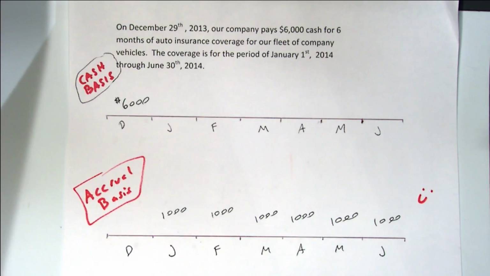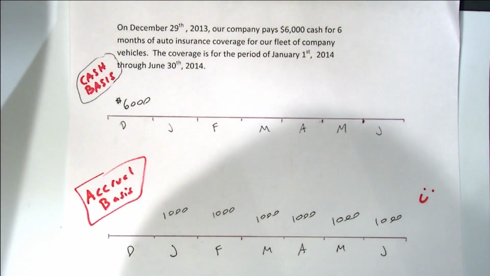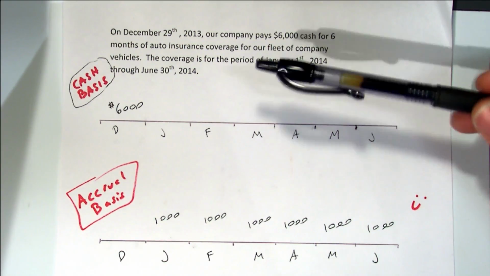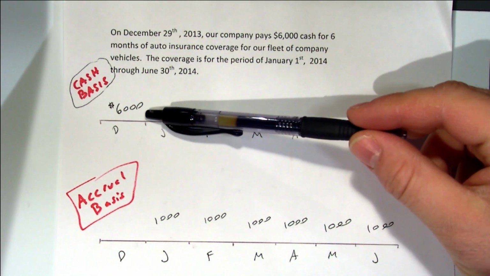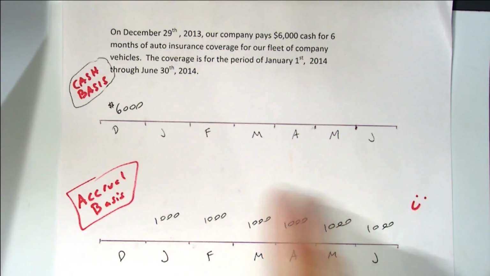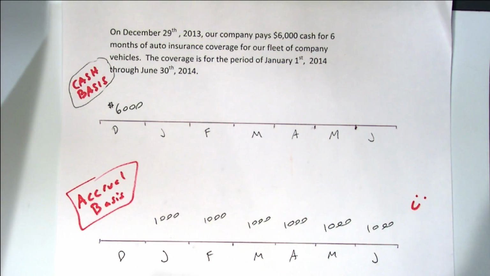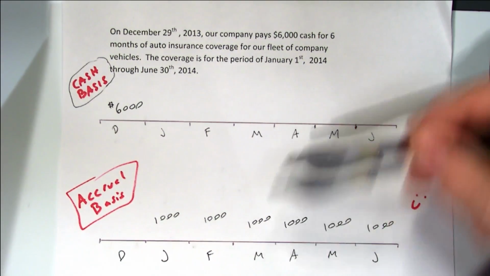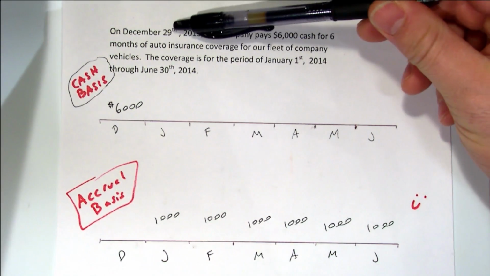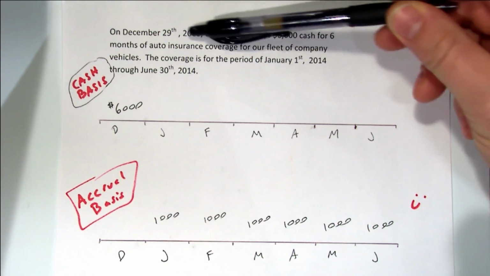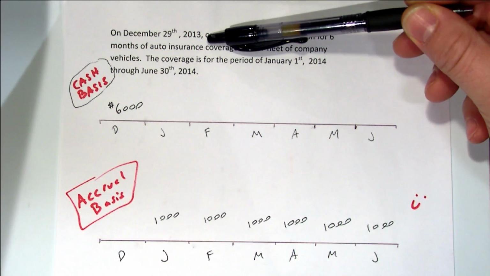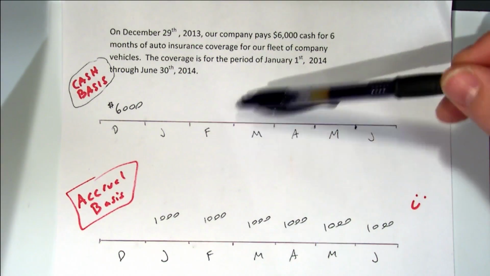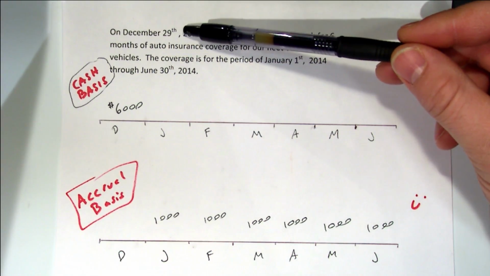Now, I do want you to understand one thing that's very important. Some students mistakenly think in this situation you paid the $6,000 in December up front, and in this situation we created a payment plan where we pay $1,000 each month. No. In both of these situations, the cash is paid on December 29th of 2013. We haven't set up a payment plan. In both of these situations, the cash is paid in December of 2013.